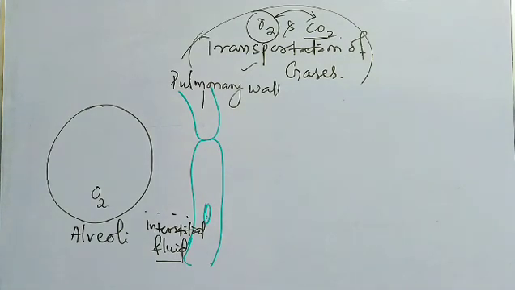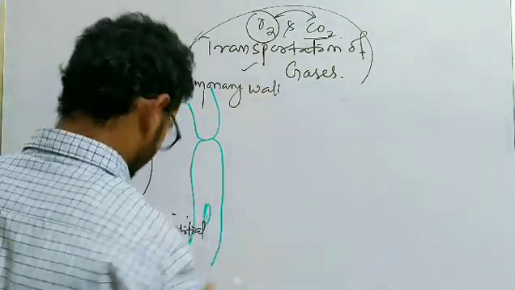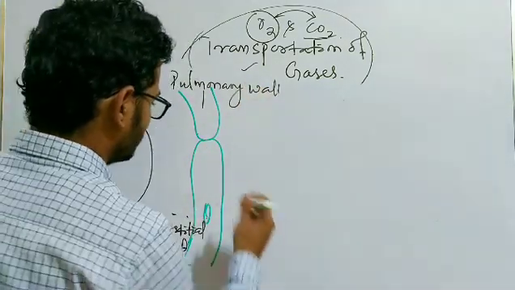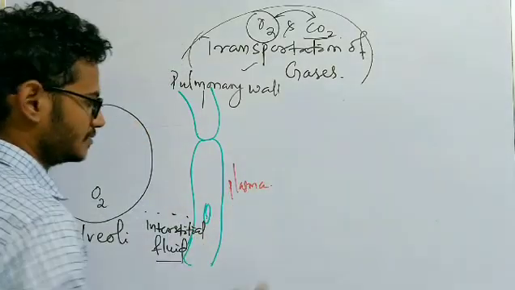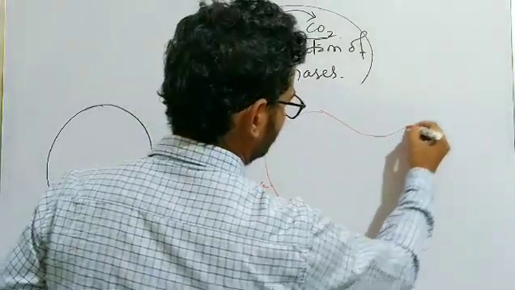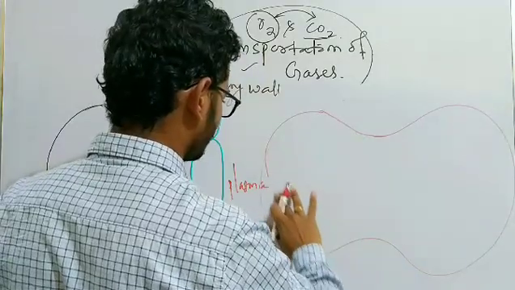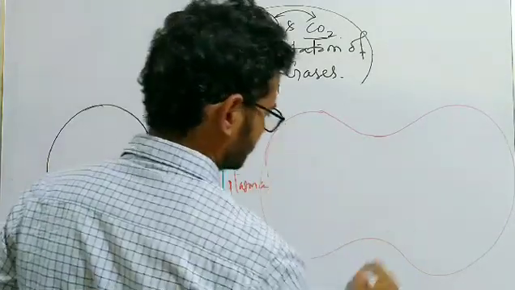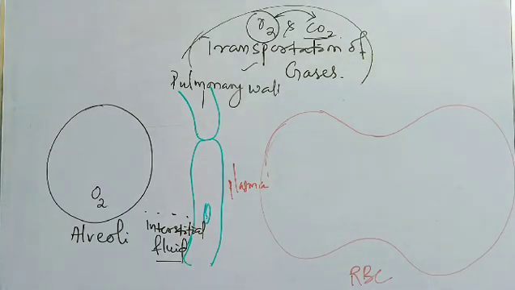Then we have the blood vessel in which the plasma is there and RBC is there. So I can say here it is the plasma, and after plasma there is the biconcave structure which we call the RBC, or the red blood corpuscles.